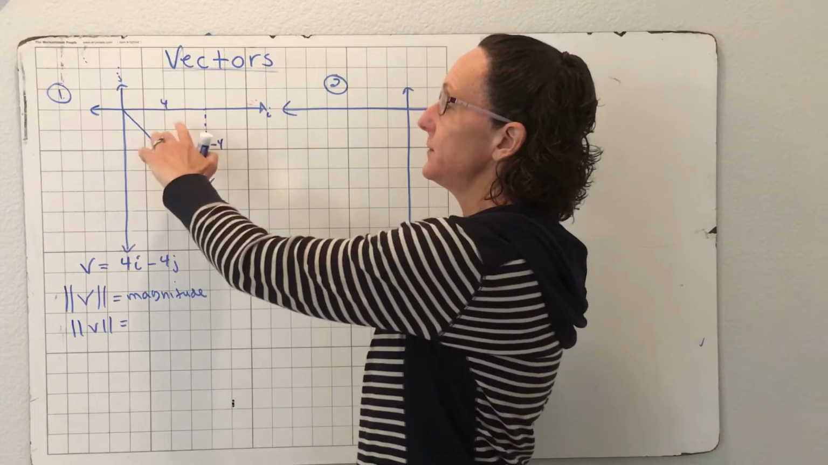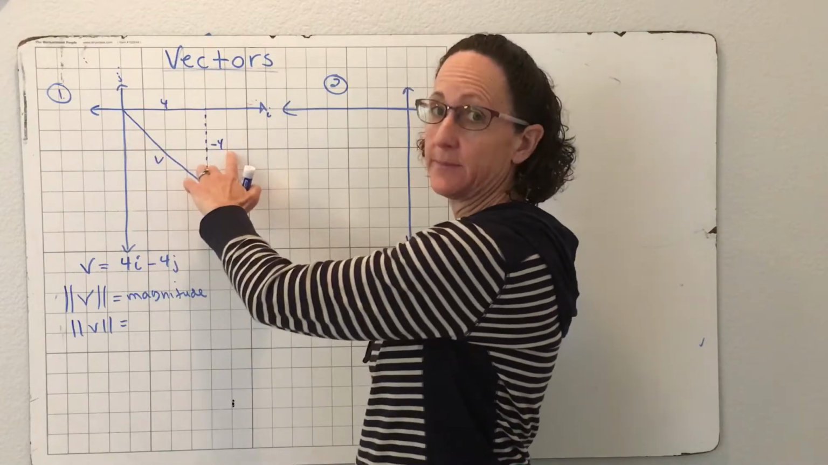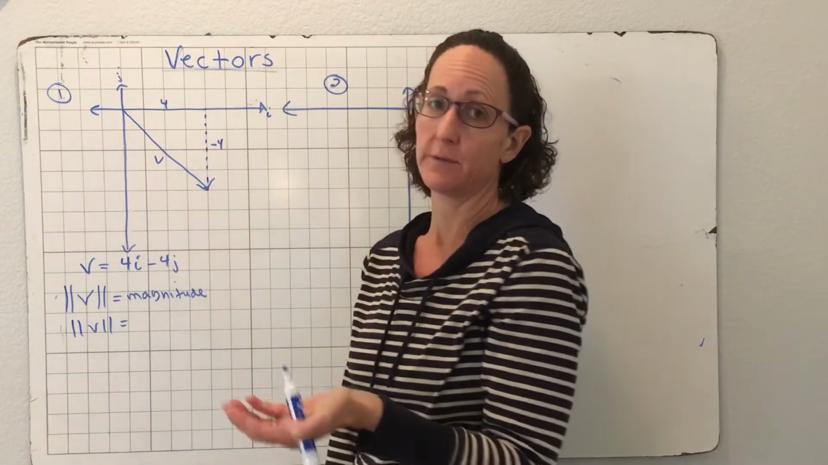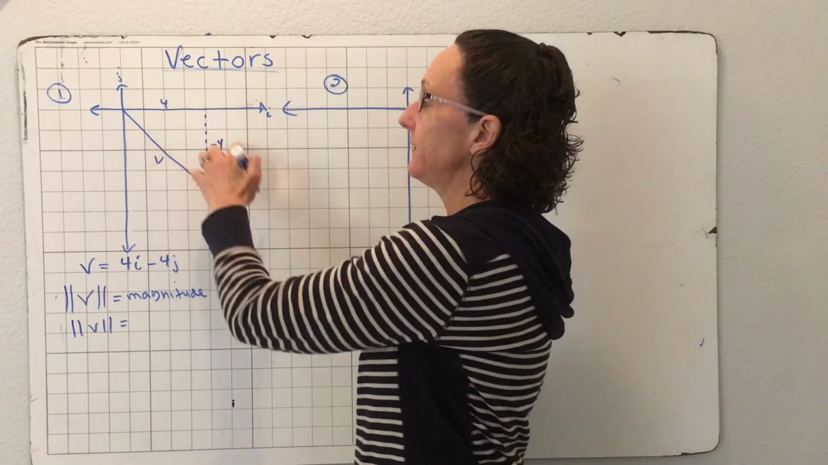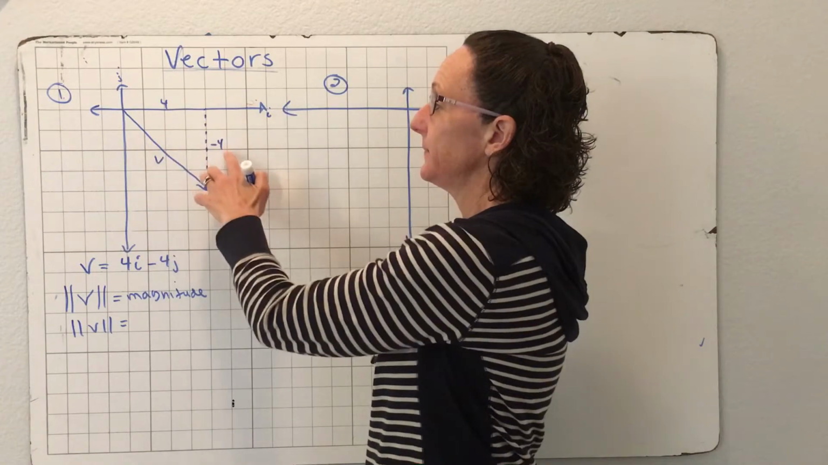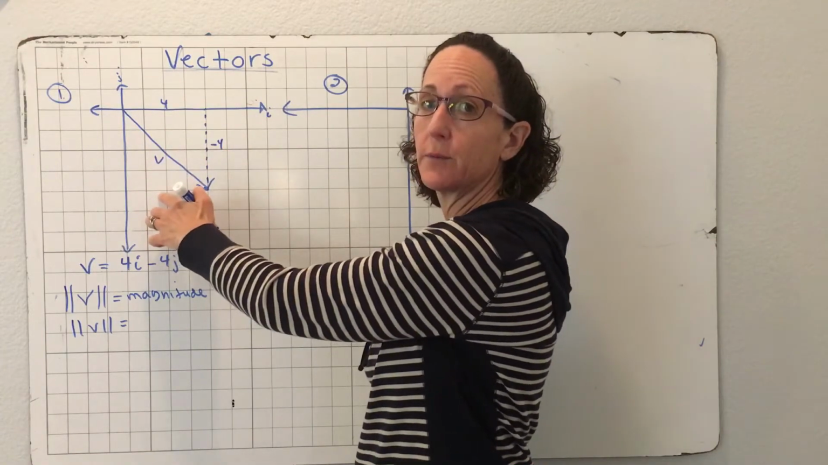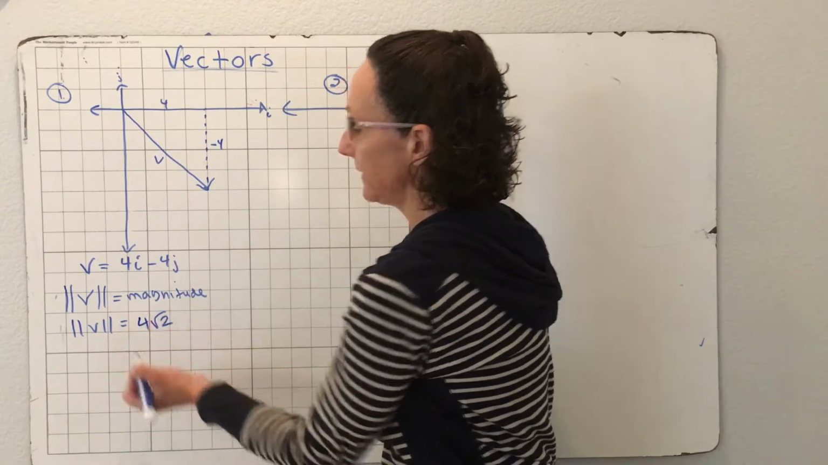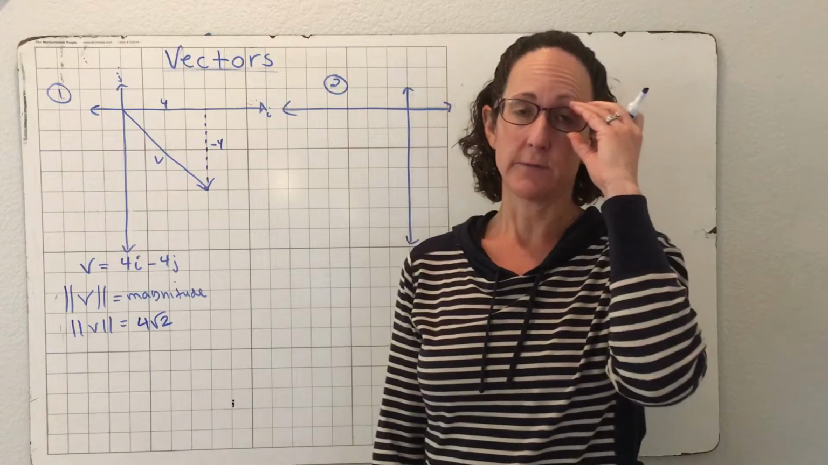So remember from geometry class, if these sides are the same, that means this is a right angle and these angles are the same, which means they're both 45. So this is a 45-45-90 triangle. The relationship is that this is 4, this is 4, and this is 4 root 2, okay? So I know, without even doing the Pythagorean theorem, that the magnitude is 4 root 2.